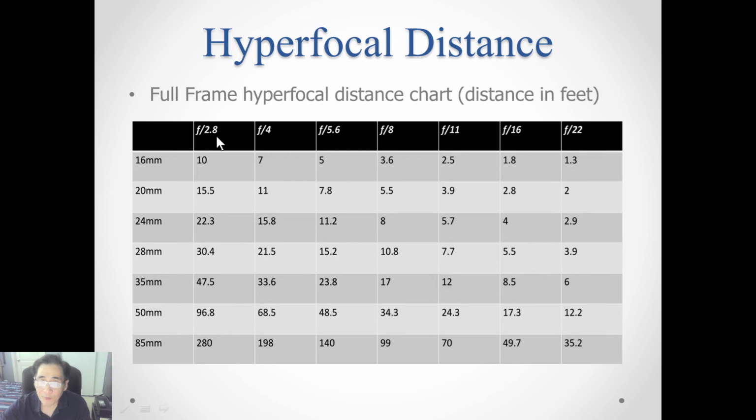Now, the chart, however, is for full frame. The reason you can't really use this chart for crop sensors is that you have to multiply these numbers by 1.5, because the field of view is different by the 1.5 crop factor. So this chart here is for full frame, right?